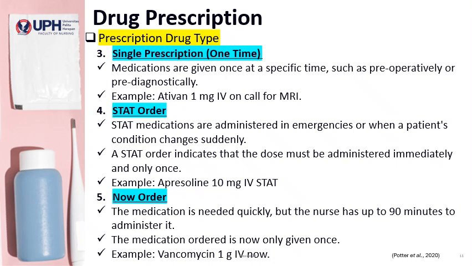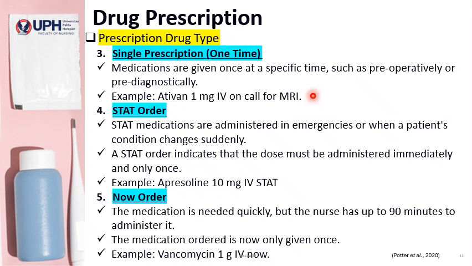Another type of prescription is what we call one time. This is a medication that's given just once at a specific time, such as preoperatively or pre-diagnostically. For example, Ativan 1 milligram IV on call for MRI. You know that MRI is a scary procedure for some people. So once they go into the tube and get scared, we give the Ativan to relax them, to go through the procedure.